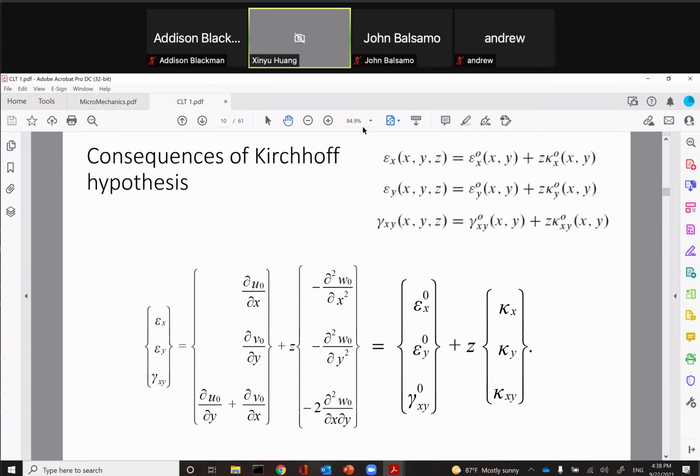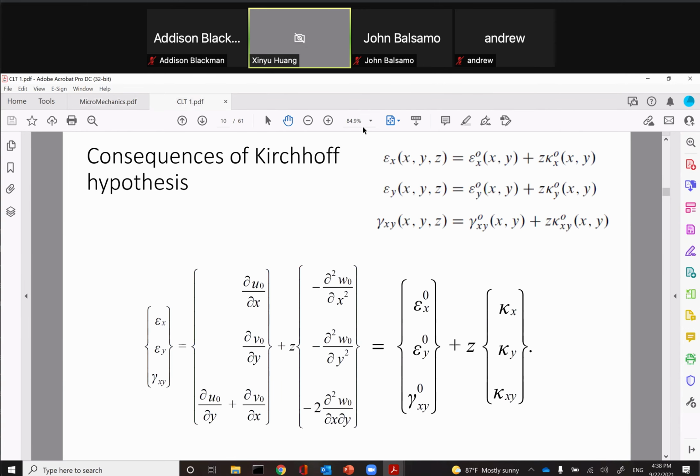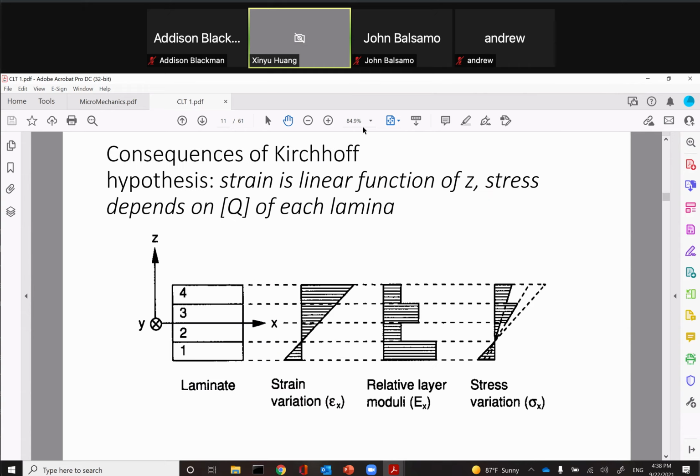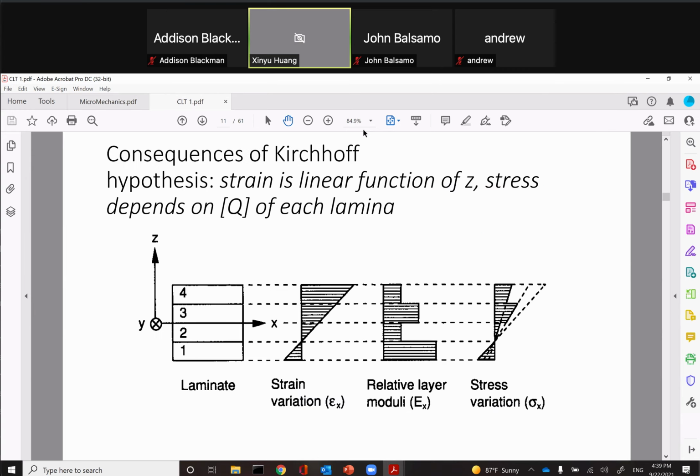Okay. This is the direct consequence. We talk about the consequences of the Kirchhoff assumption. This is a direct consequence. This is a second consequence. This is all geometry. All right. So basically, you can think about the strain dependence on z. You look at the strain. You draw a perpendicular line through the plate.